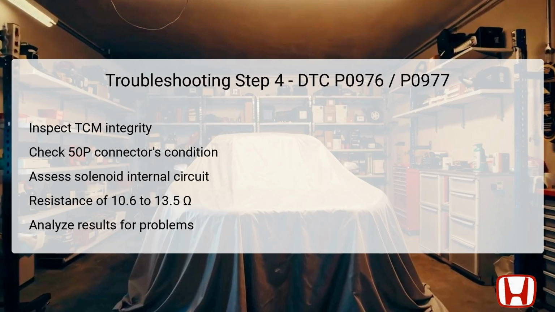The resistance should fall between 10.6 and 13.5 ohms. This range indicates normal operations and confirms that the solenoid circuit is functioning effectively. Should the resistance fall outside this range, it signifies a problem with the TCM or its associated components. This detailed examination will guide further steps based on whether the issue resides within the TCM itself or elsewhere in the circuit.